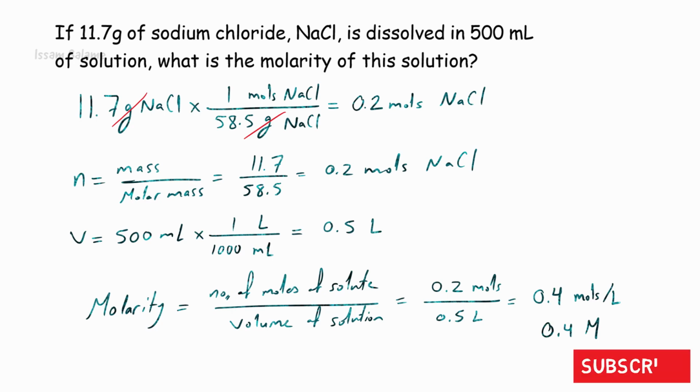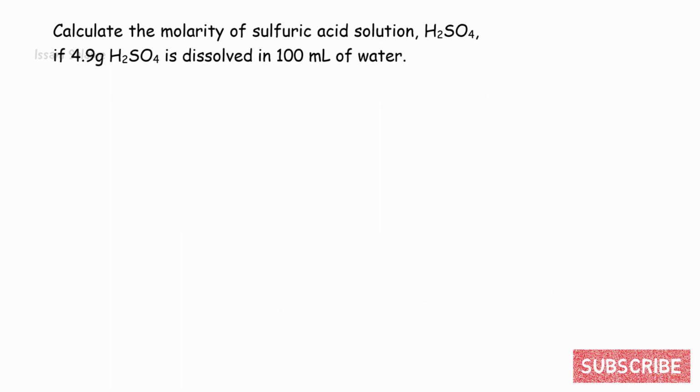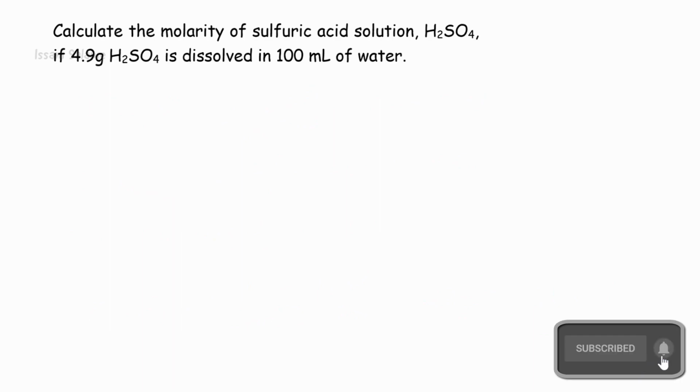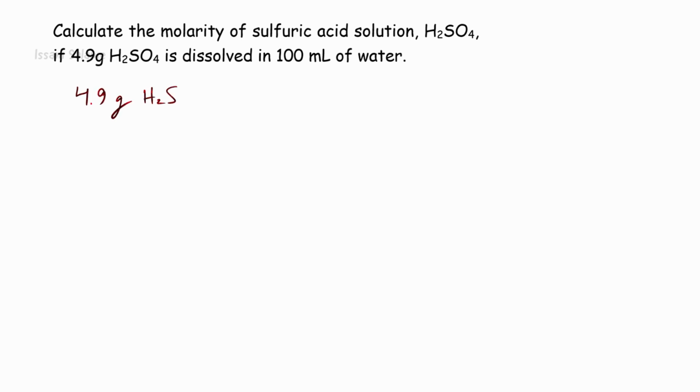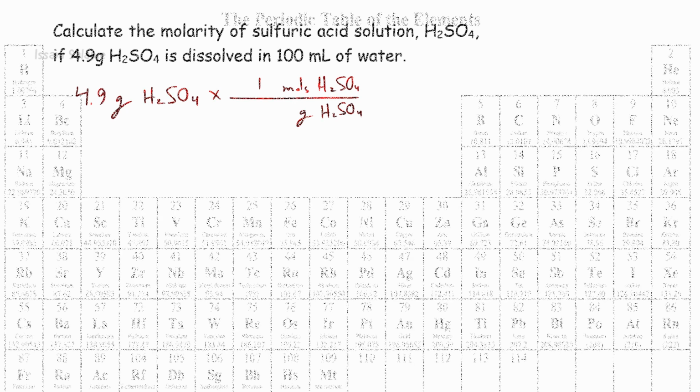Let's have another exercise. Calculate the molarity of sulfuric acid solution H2SO4 if 4.9 grams H2SO4 is dissolved in 100 milliliters of water. We should start by finding the number of moles of solute by writing 4.9 grams H2SO4. We multiply it with a fraction. We put grams of H2SO4 in the denominator and moles of H2SO4 in the numerator. 1 next to moles, and next to grams of H2SO4 we should find its molar mass from the periodic table.